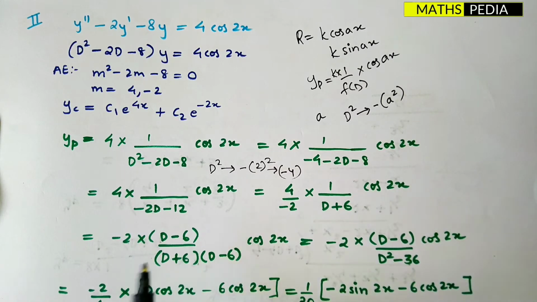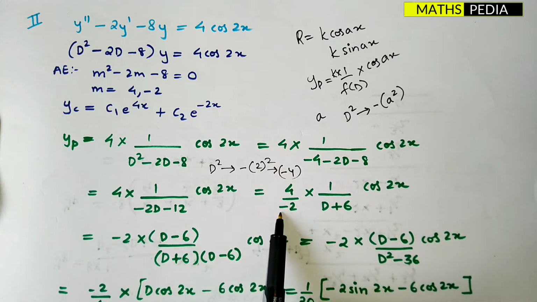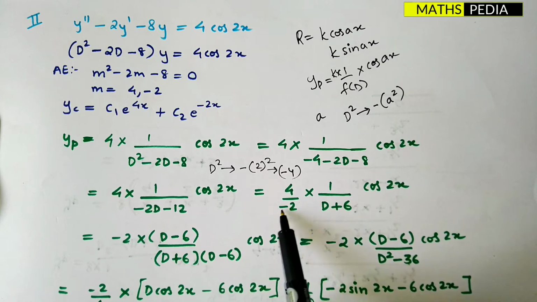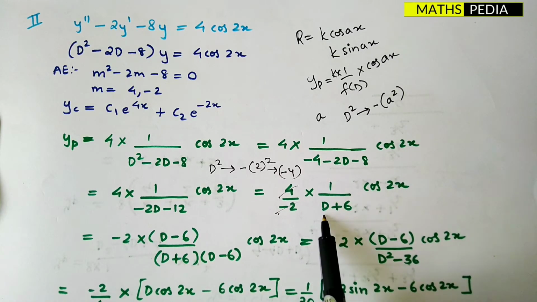Now we have to remove this D. We don't want D. So what we can do is take minus 2 outside. So this becomes D plus 6 when I take minus 2 outside. Here you can just cancel it out. This becomes minus 2, now 1 by D plus 6.